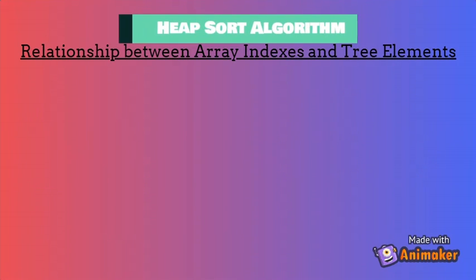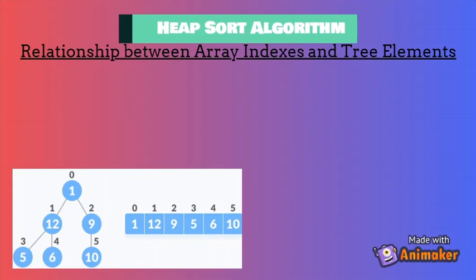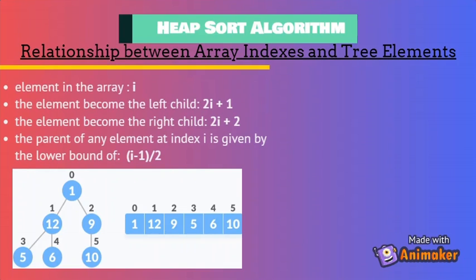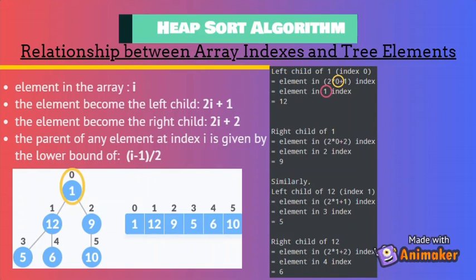Relationship between array indexes and tree elements. A complete binary tree has an interesting property that we can use to find the children and parents of any node. If the index of any element in the array is i, the element in the index 2i plus 1 will become the left child, and the element in index 2i plus 2 will become the right child. Also, the parent of any element at index i is given by the floor of (i minus 1) divided by 2. Let's test it out.